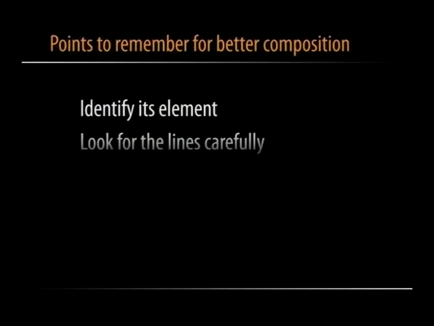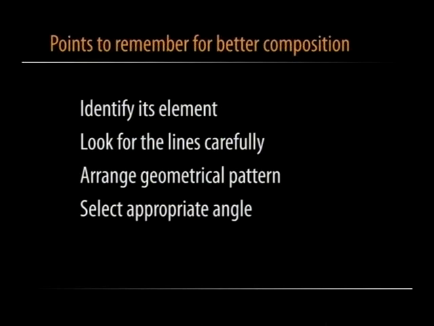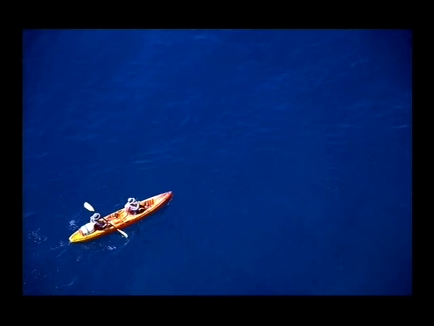So far, what we have discussed is basically the rules of composition, but there is no hard and fast rule to follow. So, whenever you choose to compose a picture, identify its elements, look for the lines carefully, and arrange them in a geometrical pattern. By selecting an appropriate angle, you may come out with a striking composition. But remember, these rules are for your guidance only. And a good composition is one that communicates effectively.